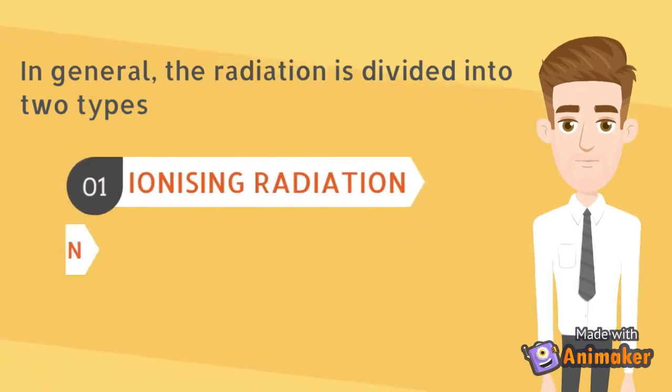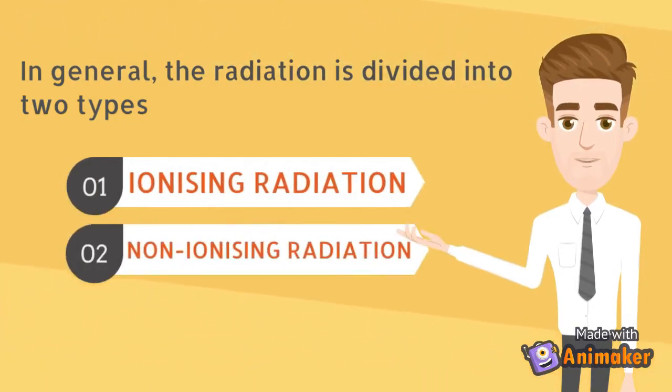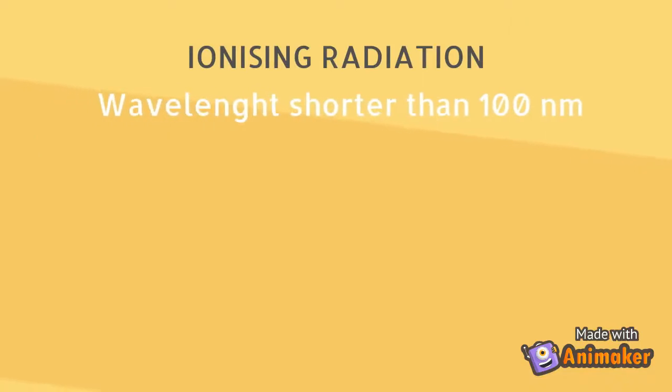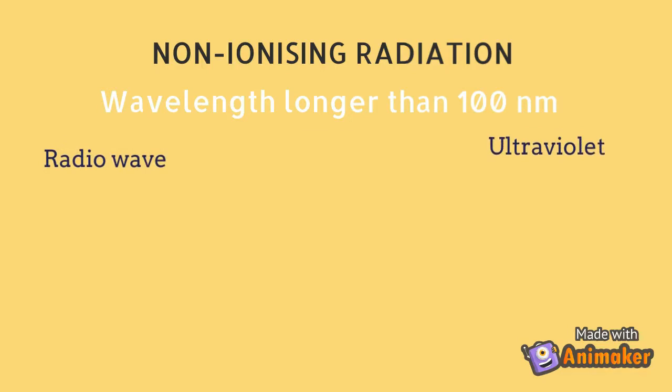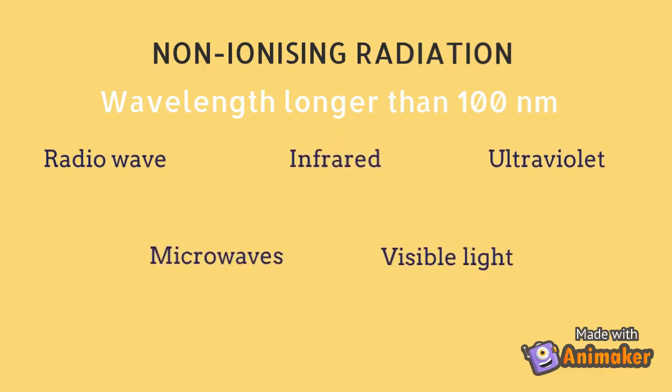In general, the radiation is divided into two types. First, ionizing radiation, and second, non-ionizing radiation. Wavelength shorter than 100 nanometers is classified as ionizing radiation, for example X-rays and gamma rays. Wavelength longer than 100 nanometers is classified as non-ionizing radiation, for example radio waves, microwaves, infrared, visible light, and ultraviolet.